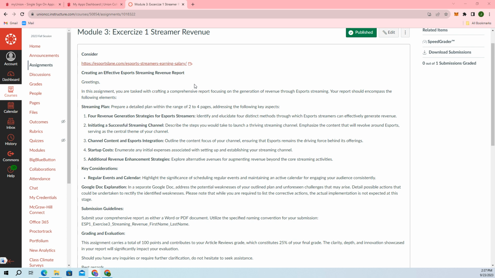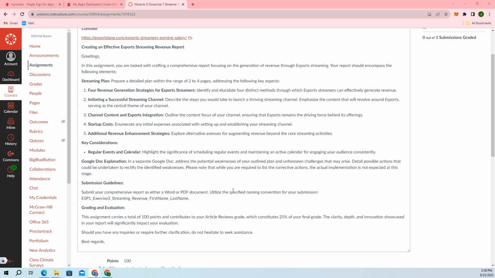Channel content and esports integration. Outline the content focus of your channel, ensuring that esports remains the driving force behind its offerings. Startup costs. What are going to be the initial expenses of setting up and establishing your streaming channel? Additional revenue enhancement strategies. How else could you kind of fund or augment your revenue beyond the core streaming activities?